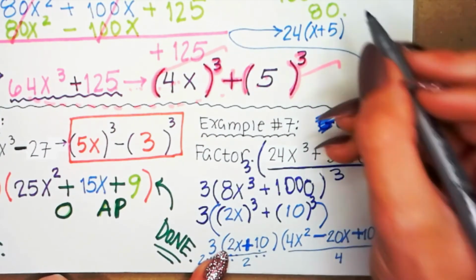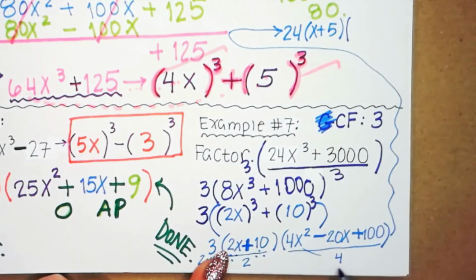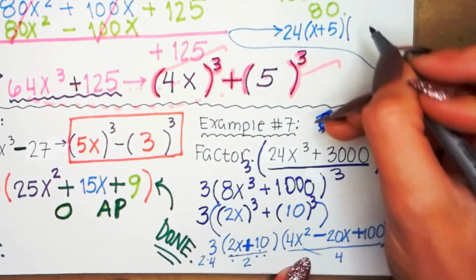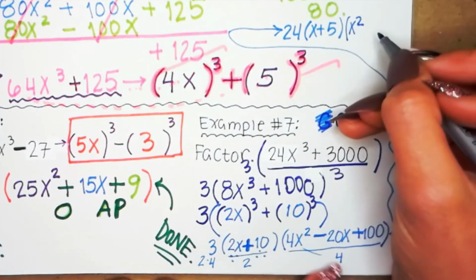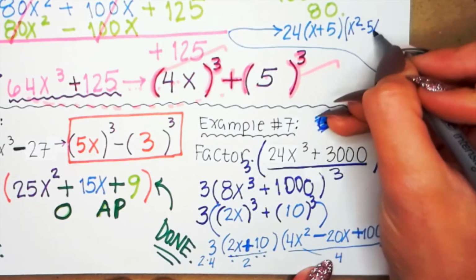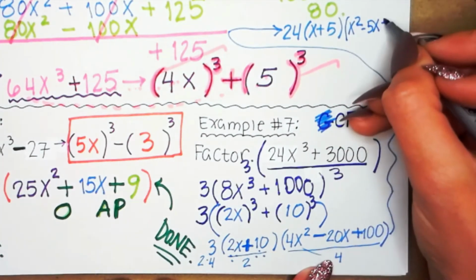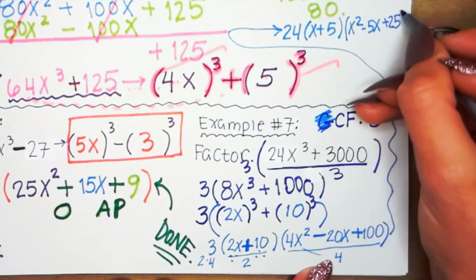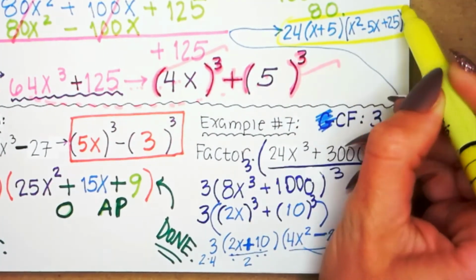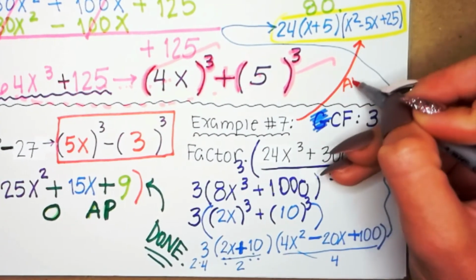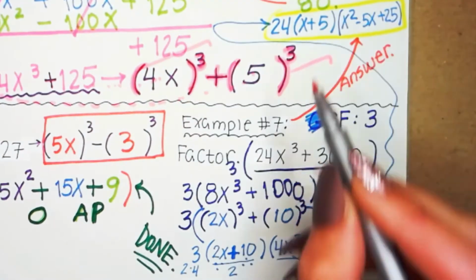Reduce the 4 with all 3 terms. This would be more like that peacock I was telling you about. X squared minus 5x plus 25. And that, ladies and gentlemen, is the answer to example 7.